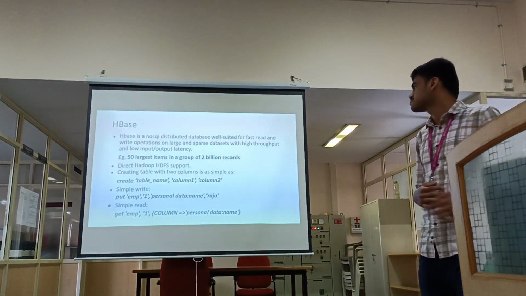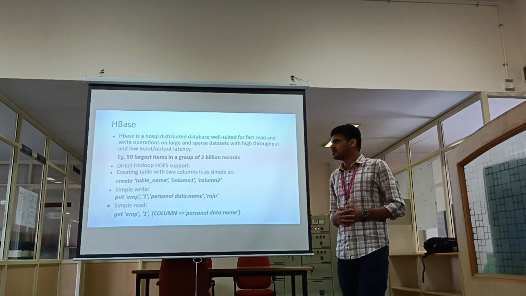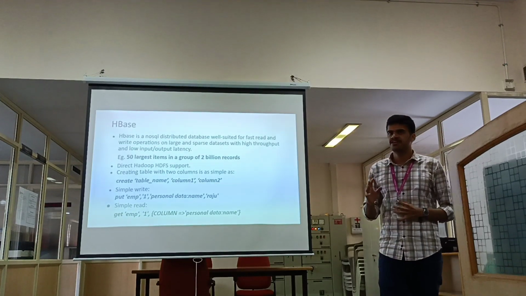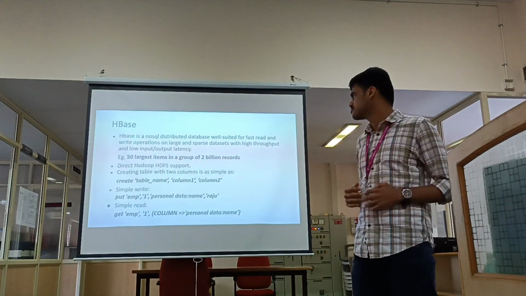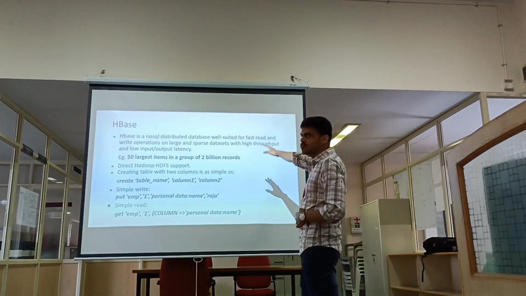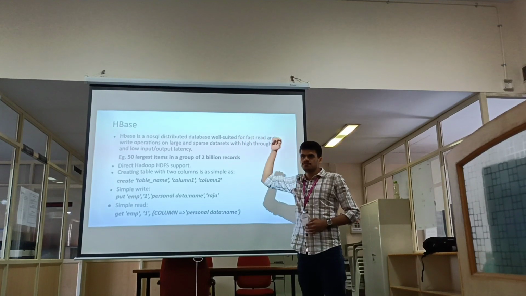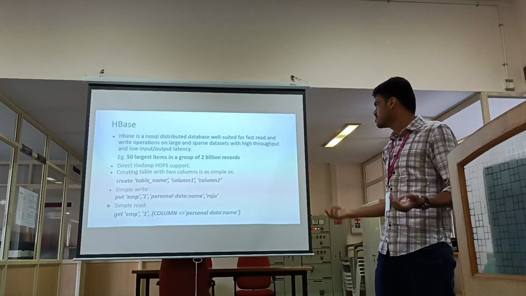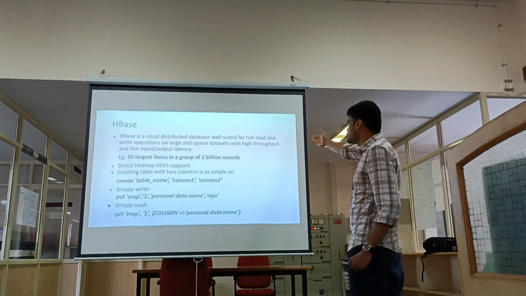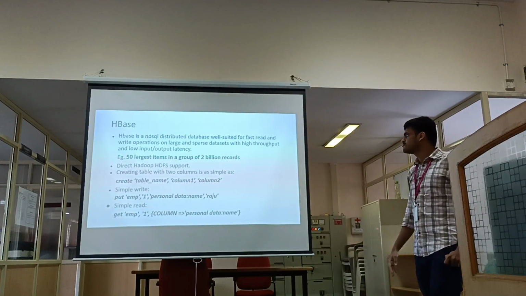Now HBase. Once again, HBase is a distributed NoSQL database, but unlike Cassandra, it is meant for fast read and write operations. So how fast? Just imagine you have 2 billion records and you want to access just 50 of them. If you use Cassandra for this task, it would take maybe some 30 minutes or 20 minutes, but HBase can do that maybe in seconds. That fast. This is what HBase is meant for.